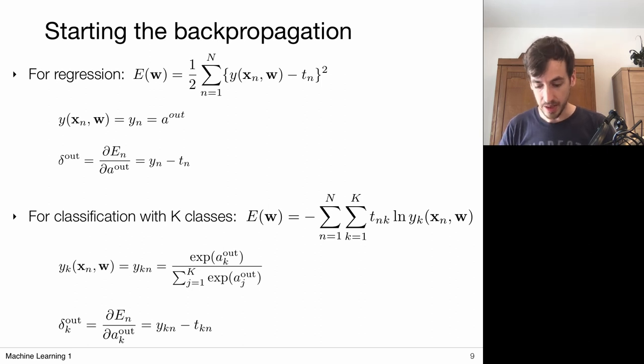And a similar thing happens if we consider classification, and we use as error function the cross entropy loss. We computed this in the previous videos. We computed the derivative of the logistic sigmoid, which is the two class version of this thing. And then we saw that we end up with a very similar error. All right, so that's simple enough. And these are then the errors that we use to start off our backpropagation.